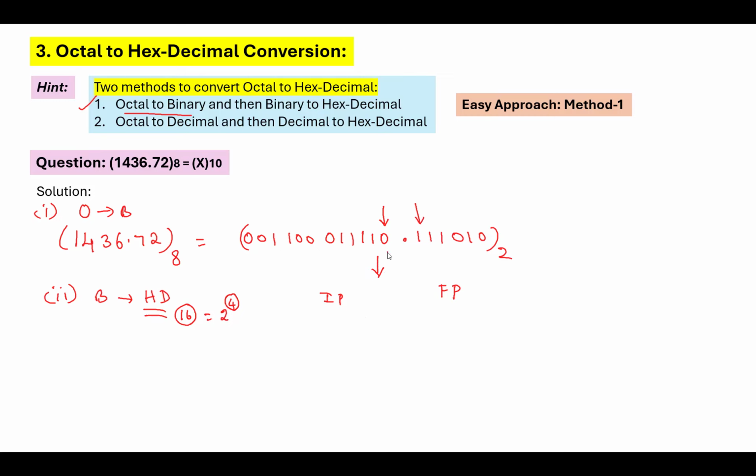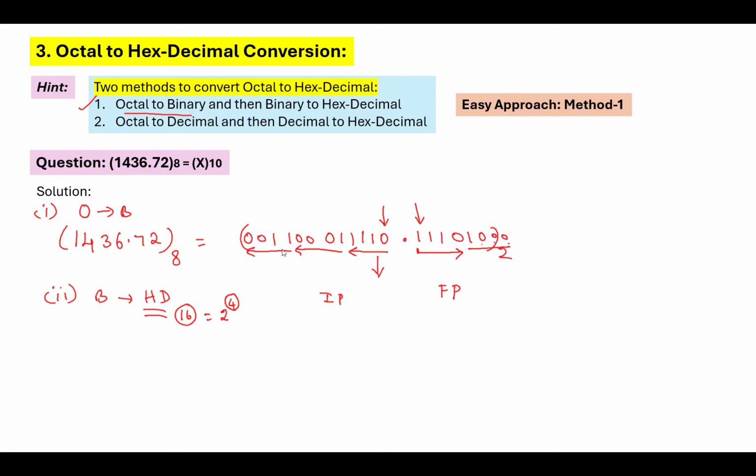For the integer part, start from 0 to 1. This is the first group. Next, from 1 to 0. This is the second group. This is the third group. Similarly, for the fractional part, starting from the MSB, 1 to 0. This is the first group. Next, we have only 2 bits, 1 0 only. So to complete the group we should place 2 more zeros towards the right side. So 1 0 0 0. This is the second group.